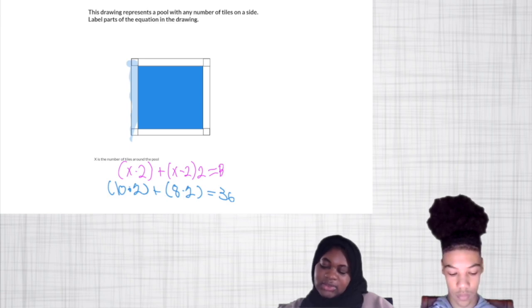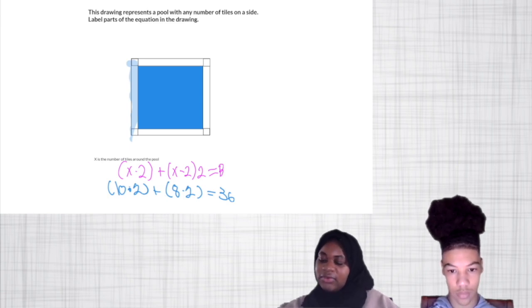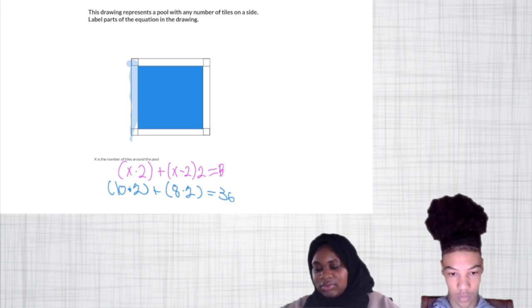Well, yeah, x is the number of tiles on one side, but because we haven't subtracted the other two, it could really just be the number of tiles on any side. So can you guys label wherever you see x on this pool and then be writing down what you think it is? Like if we're using the equation in purple, every side would be x. Go ahead and write that, label your diagram.